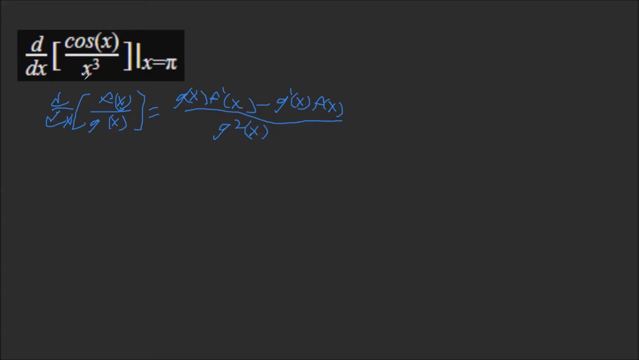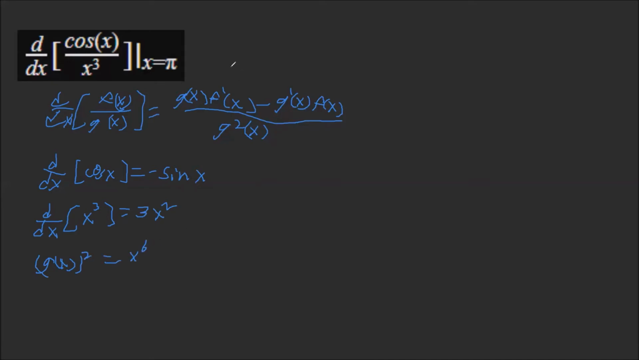So what is the derivative of the numerator? Well, the derivative of cosine of x is going to be negative sine of x. And the derivative of the denominator, which is x cubed, is going to be 3x squared. We might as well find what g of x squared is. And it's simply just x to the power of 6.